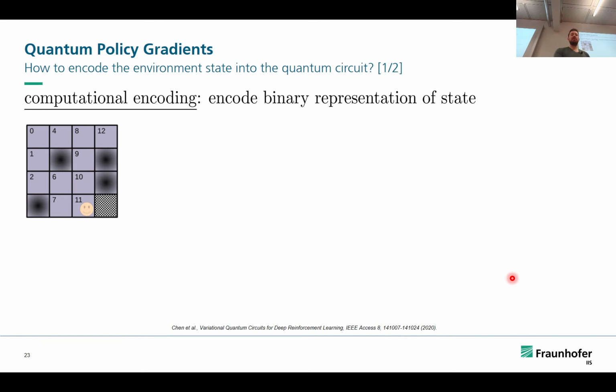So the encoding is actually a very non-trivial part, because it depends a lot on your concrete environment how you can do that. But I think that's also the case classically, so not too much different there. I will go through some of the most prominent examples. I think the simplest case is if you have some environment where you just have a discrete state set. So for example, this typical frozen lake environment where we just have 16 discrete states. And in this case, we can just use computational encoding for that.